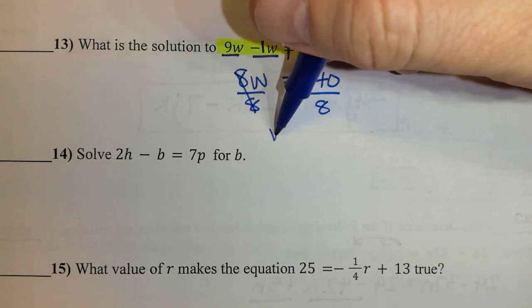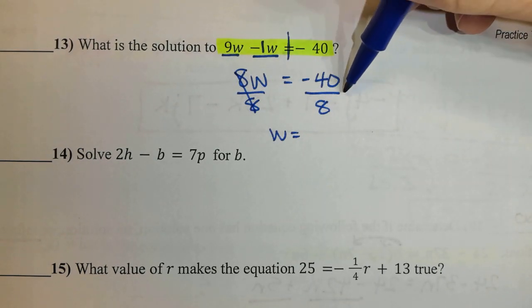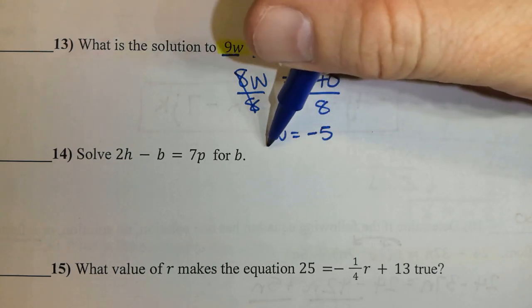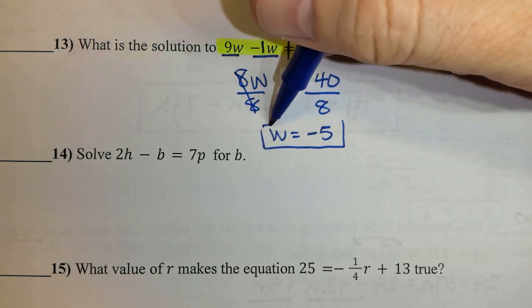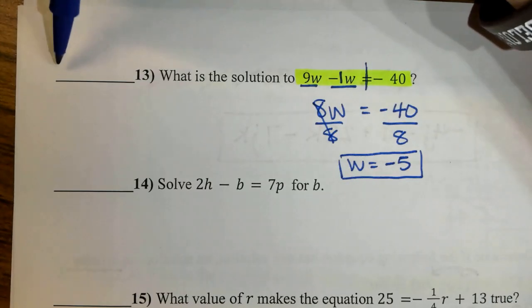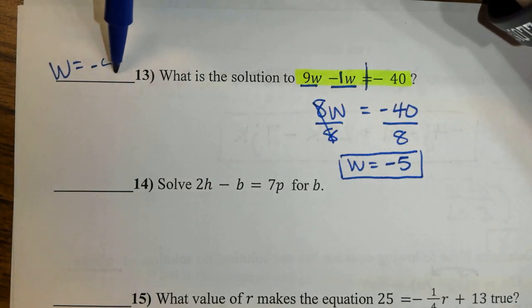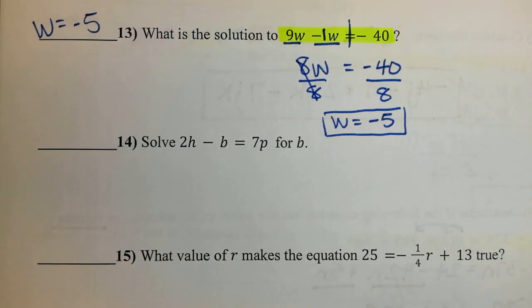Okay, so I have w equals negative 40 divided by 8, negative 5. So I'm going to come up here, w equals negative 5. Hey, that was pretty easy. I like that one. Very simple, straight to the point.